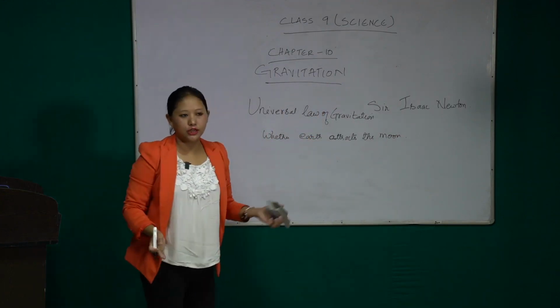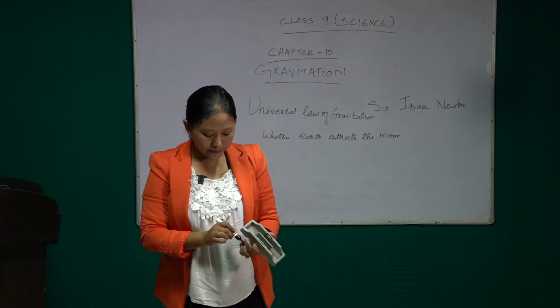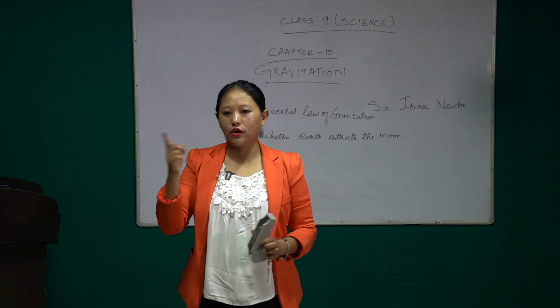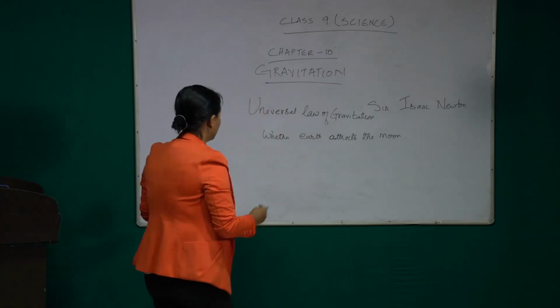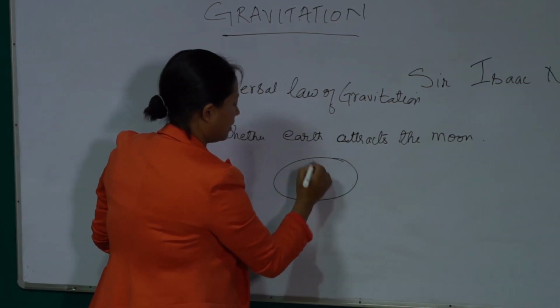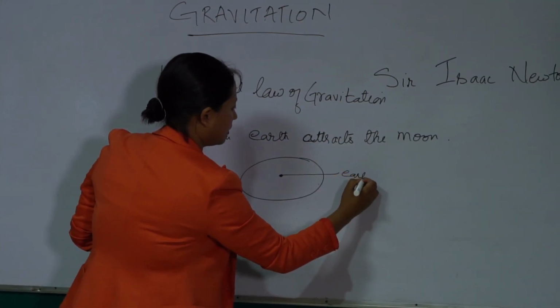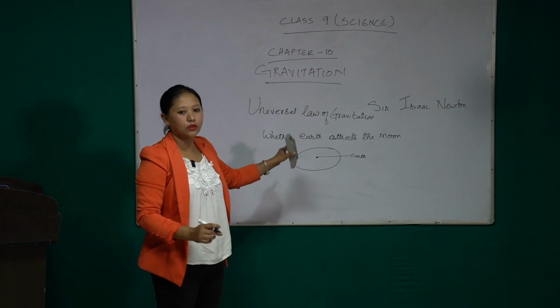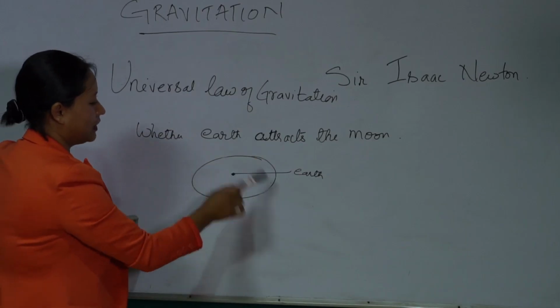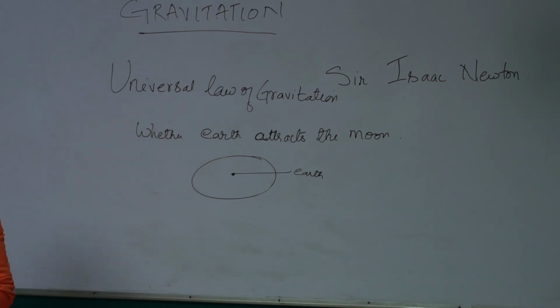Whether the Earth attracts the moon or not, let us find out. We all know that the moon revolves around the Earth in a circular motion. This is Earth, and the moon is revolving around the Earth in a circular motion. That means the motion around the Earth is due to a force, which we call centripetal force.